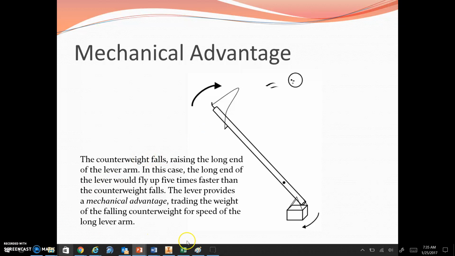Now, you can see in this diagram here that as the counterweight falls, it pivots on the steel rod and it throws the marble at the other end. So the counterweight fell a much smaller distance than the projectile was raised up by the arm. So it's actually going much faster than the counterweight.